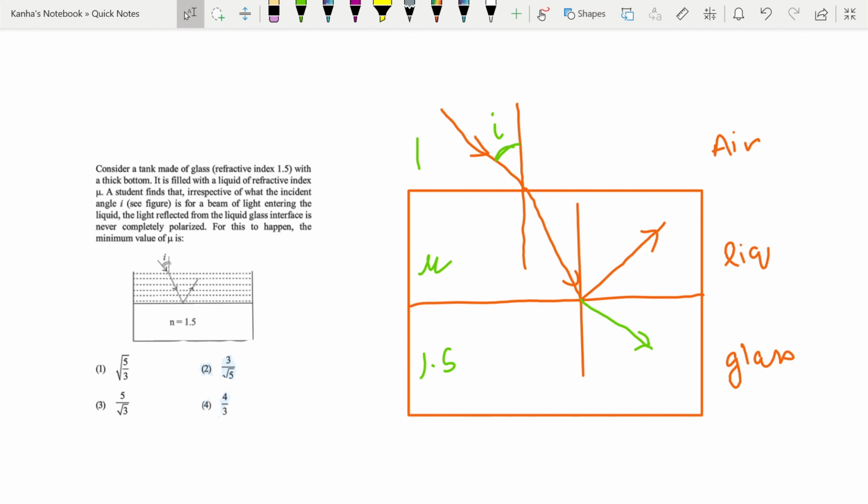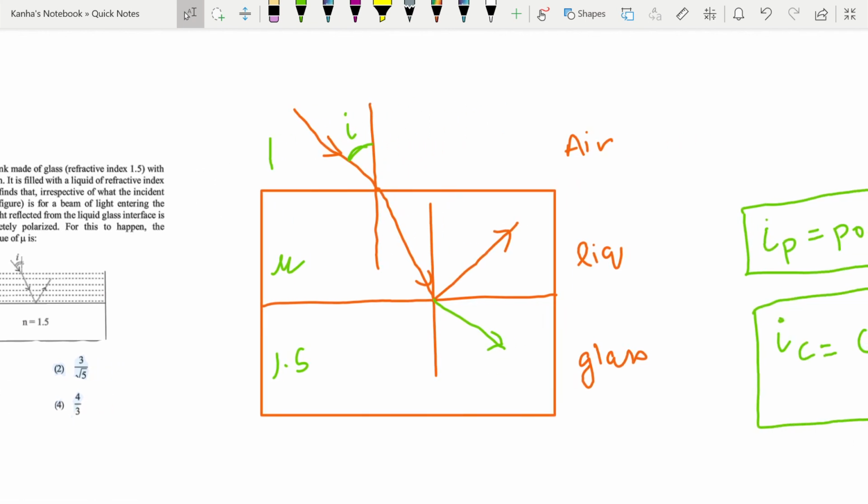Let's look at another question. Consider a tank made of glass with a thick bottom. It is filled with a liquid of refractive index mu. A student finds that irrespective of what the incident angle is for a beam of light entering the liquid, the light reflected from the liquid glass interface is never completely polarized. For this to happen, the minimum value of mu is what? So first of all, I've shown you the different interfaces: glass liquid interface, liquid air interface. There is air on top, then liquid in the center, glass at the bottom. Glass has a refractive index 1.5. This has a refractive index mu, and air has a refractive index of 1.